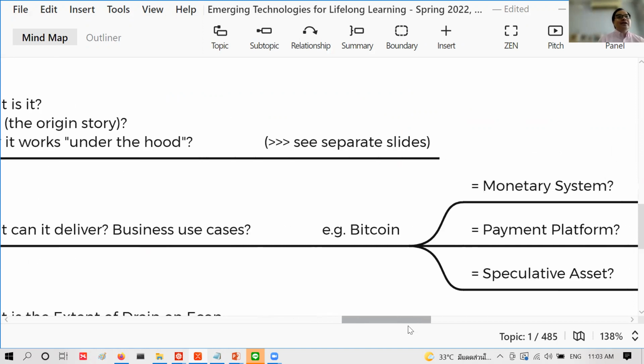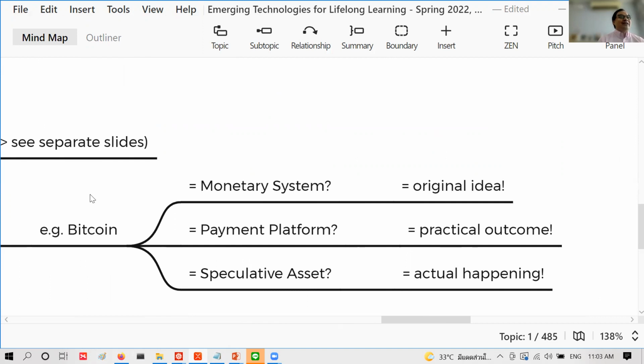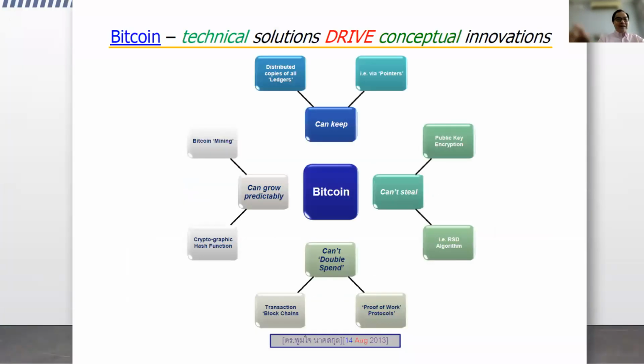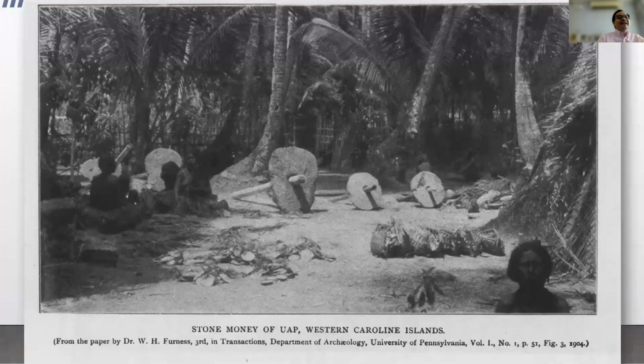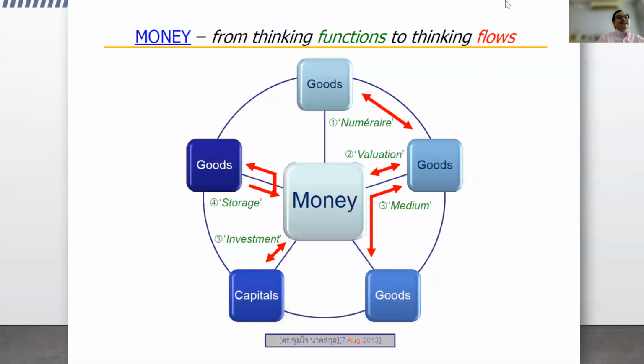Now let's think about this. What can it deliver? What's a business use case? I want to go first here. Bitcoin, what can it deliver? Well, it's designed as a monetary system, right? So it delivers a monetary system. That's exactly what it does, its original idea. What is a monetary system? A monetary system is something that does all this. This is a monetary system.